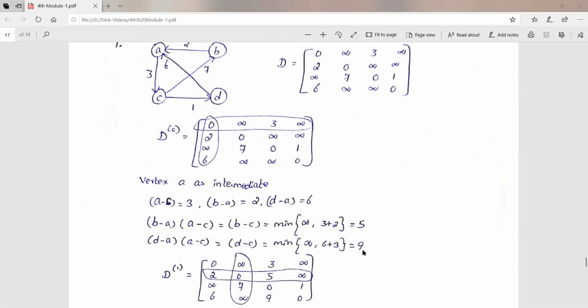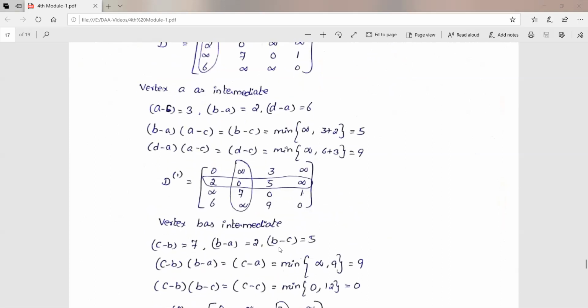So now we can make this value in the table. So 0, infinity, 3, infinity. So that BC we are finding the value 5. So here 2, 0. Before BC the value will be infinity. Now the value will be changed to 5. So 5, infinity. Okay. Next to infinity 7, 0, 1. Here also infinity 7, 0, 1. But here that is DC we are having the value 9. So 6, infinity. Here it will be 9. So 6, infinity, 9, 0. Okay. So now this is D1.